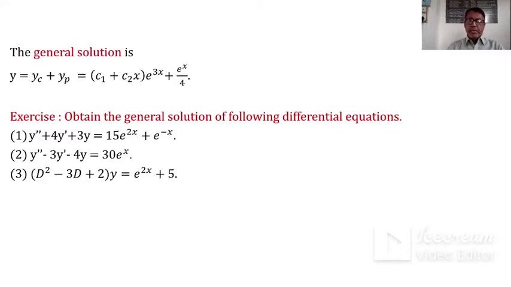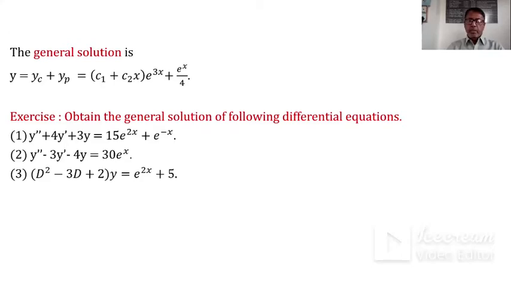Now take these examples for practice. Obtain the general solution of the following differential equations. Or in the examination, they say only solve, the meaning is the same. The first is y double dash plus 4y dash plus 3y equal to 15 e to the power 2x plus e to the power minus x. Second example, y double dash minus 3y dash minus 4y is equal to 30 e to the power x. Dash indicates the derivative with respect to x, as is our usual meaning.